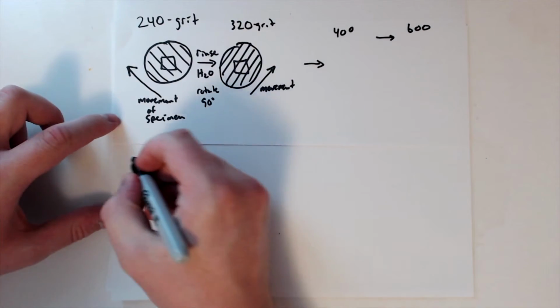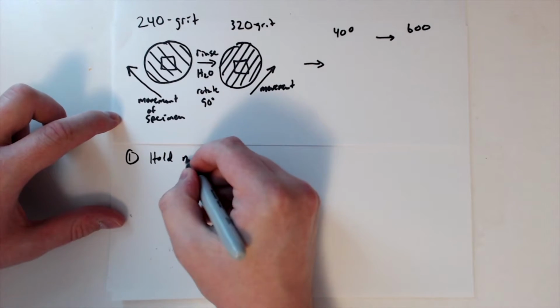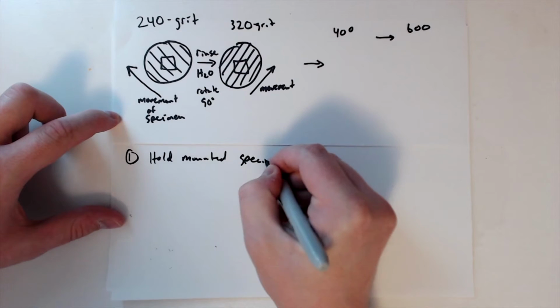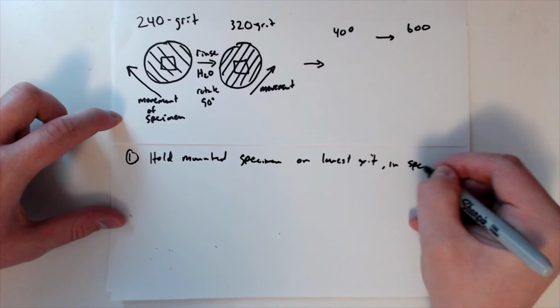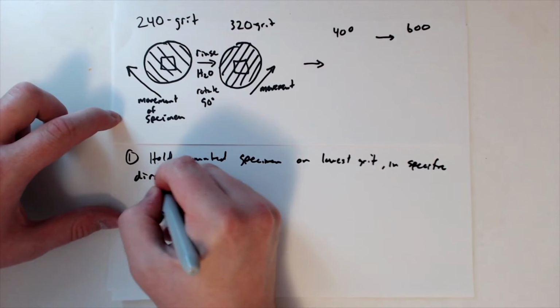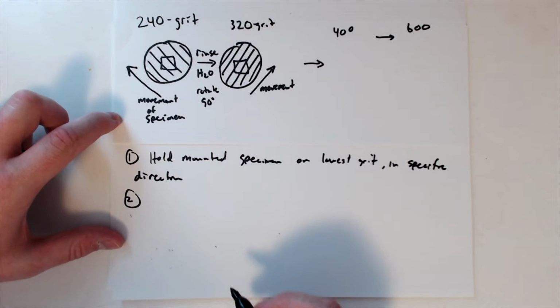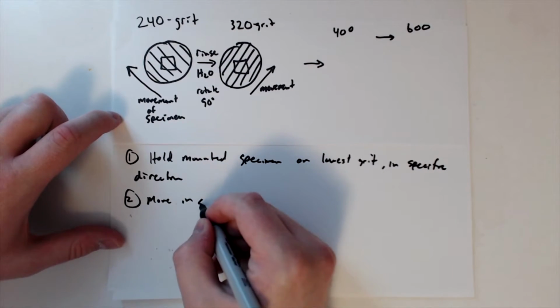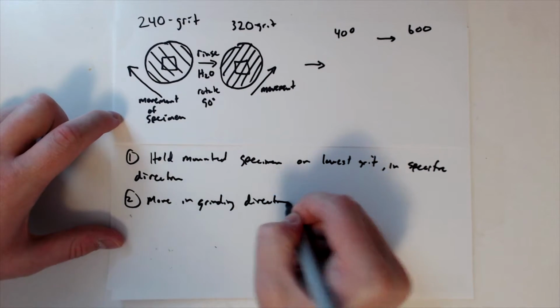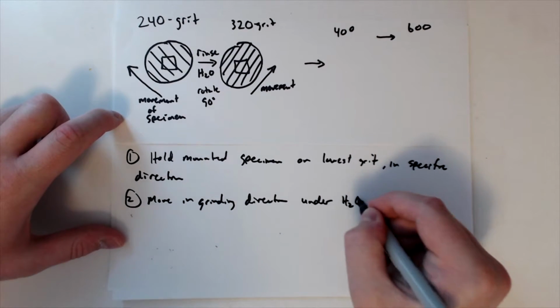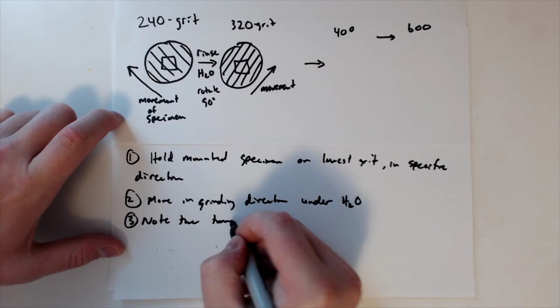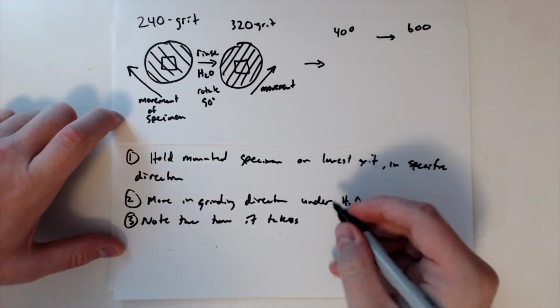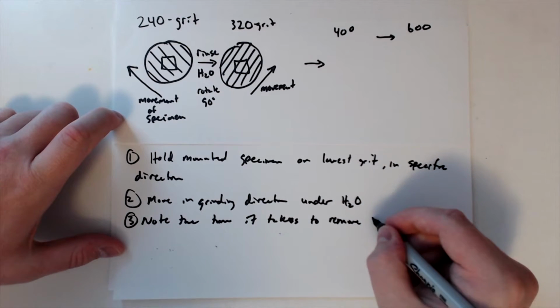So let me just recap this for you. Step 1: hold the mounted specimen on the lowest grit in a specific direction. So we're going to move in the grinding direction under water. Note the time it takes to remove prior damage.